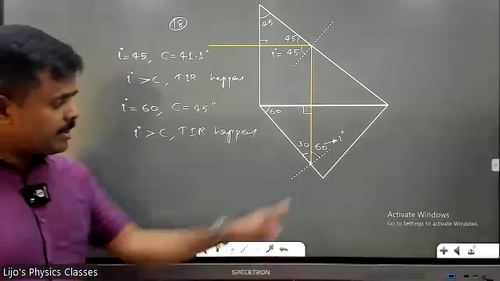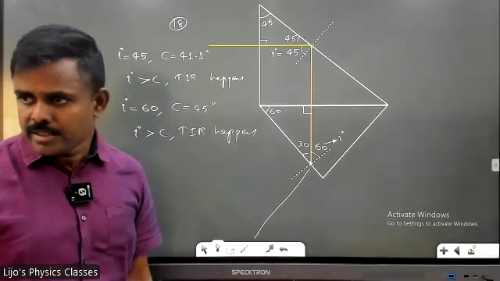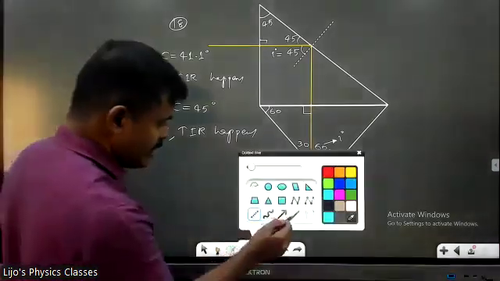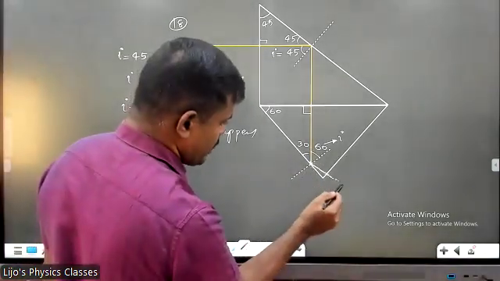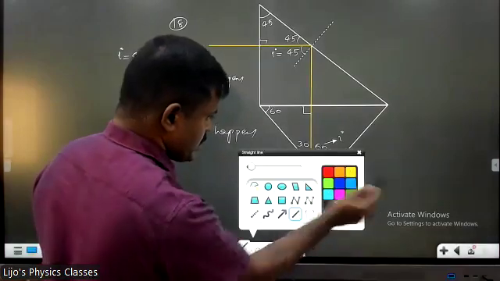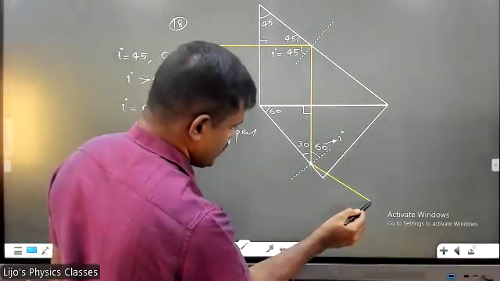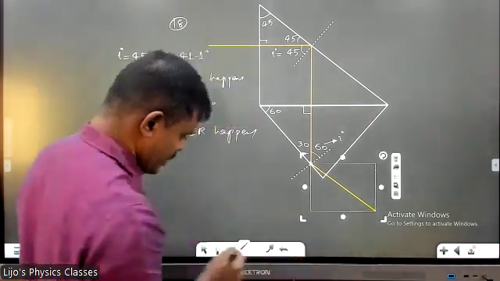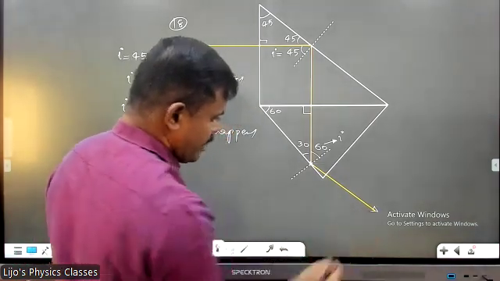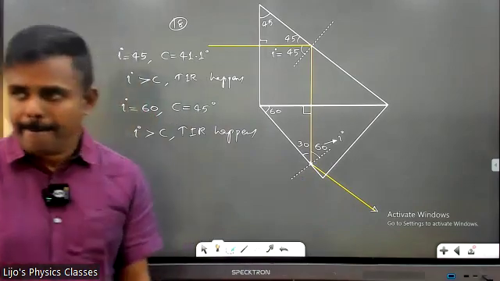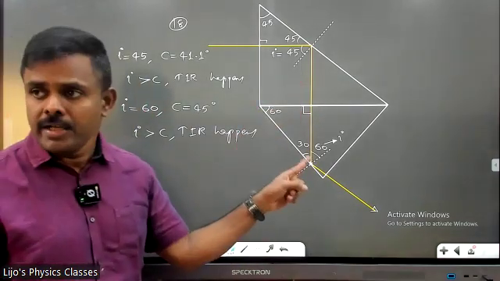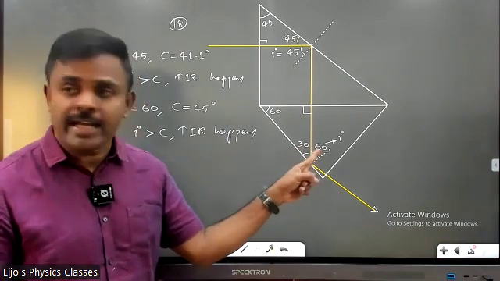If TIR doesn't happen, the ray will come out of this. All right. Refraction would happen. So here TIR happens. So I'm going to draw the figure. The TIR would be drawn this way. It's going out like this. I'll tell you why it is going normally. So this is falling straight down. This angle is 30. Next angle is 60.